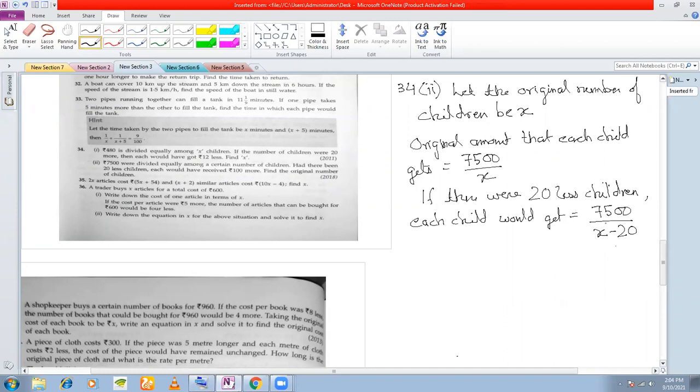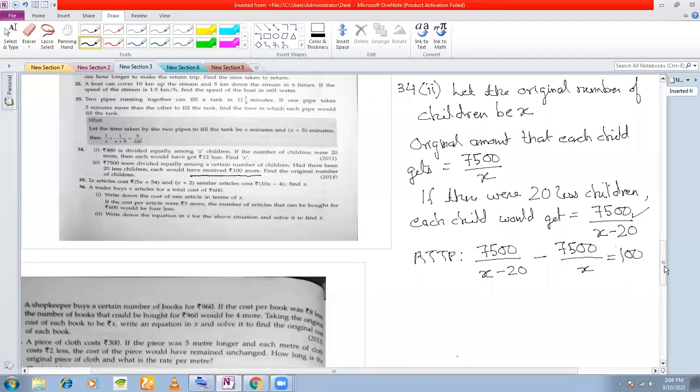So which one would be greater? 7,500 by x minus 20 or 7,500 by x? If the number of children reduces, obviously each child would get more. That means this is the greater one. And by how much does each child get greater? Each child would have received rupees 100 more. That means according to the problem, 7,500 divided by x minus 20 minus 7,500 divided by x must be equal to 100 rupees.